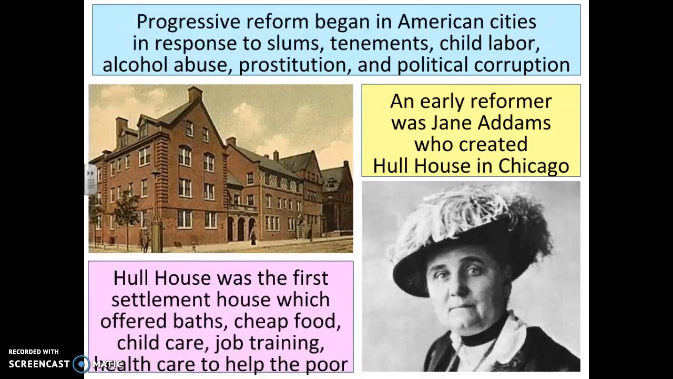With Jane Addams, her Hull House, the first one in Chicago, was really the first settlement house to offer charitable goods or actions to the poor of Chicago, offering health care, child care, cheap food, a place to sleep, and a place to clean. All these things that they maybe were not able to do on their own, she's doing as a way to help reform.